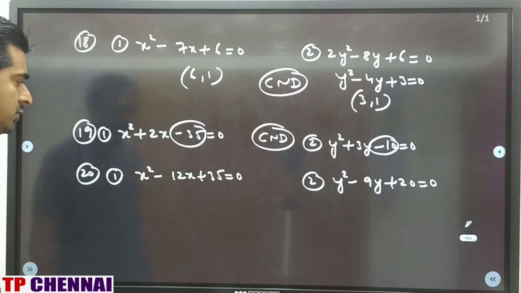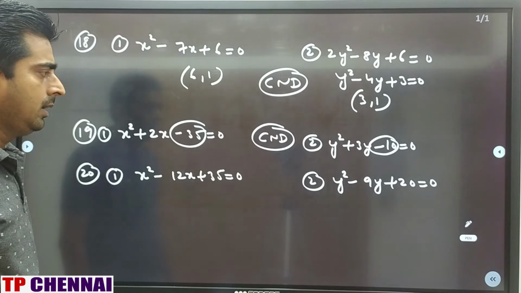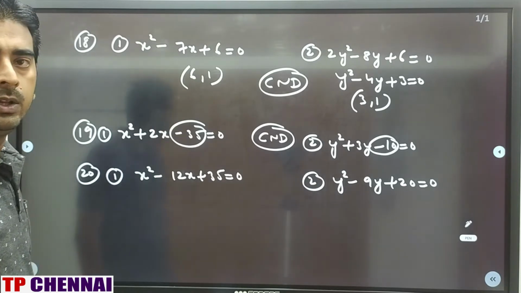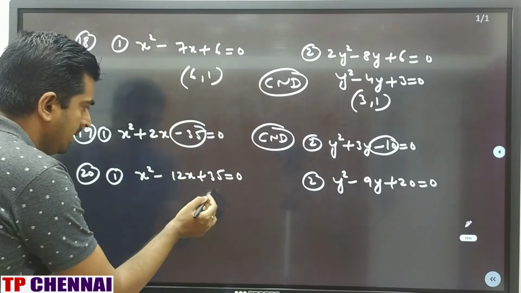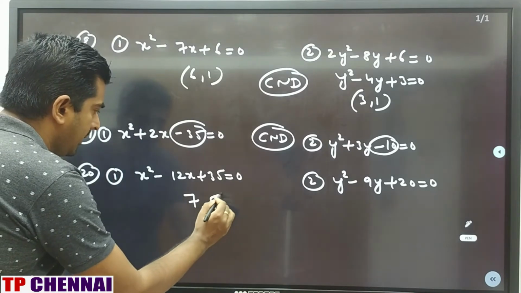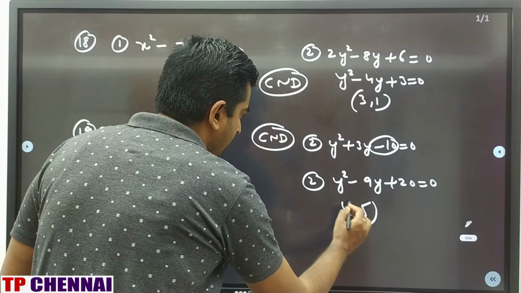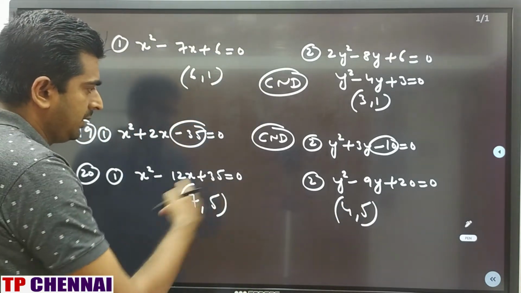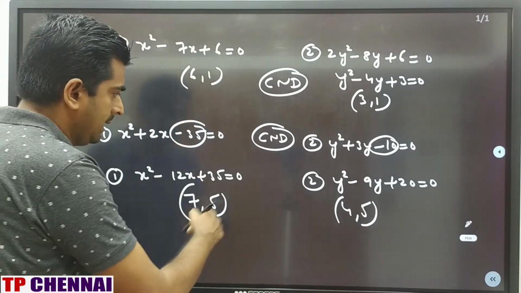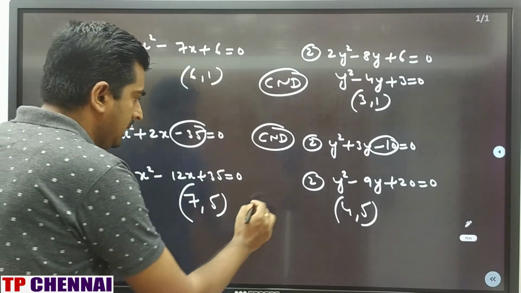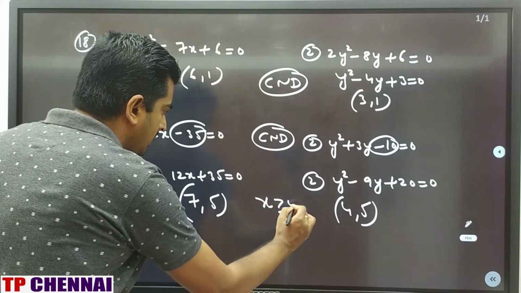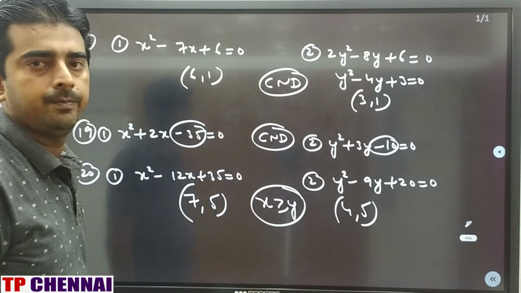Next one, 20. X square minus 12x plus 35 is equal to 0. Y square minus 9y plus 20 is equal to 0. So this is nothing but 7 and 5 directly. And this is nothing but 4 and 5. Compare 7 and 4, 7 greater. 7 and 5, 7 greater. 5 and 4, 5 is greater, equal. So my answer is x is greater than or equal to y.